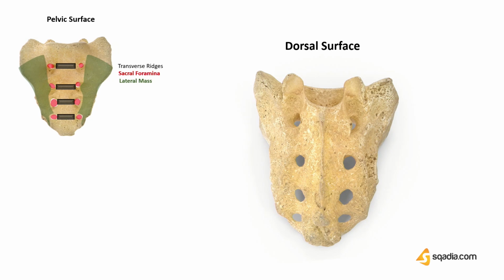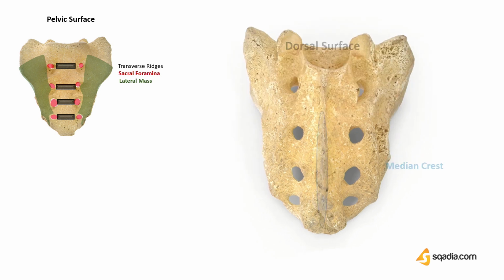Now, if you look at the dorsal surface, it is rough and convex. I'll start explaining it from the midline. If you notice, this median elevation is known as the median crest, which is also known as the spinous crest, and it bears tubercles known as spinous tubercles, almost 4 in number.